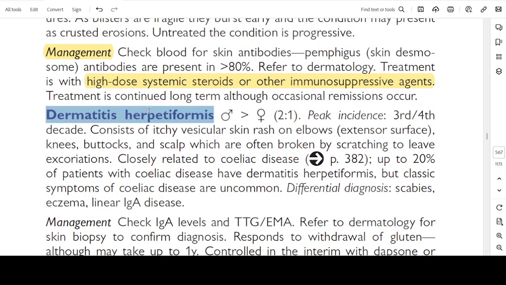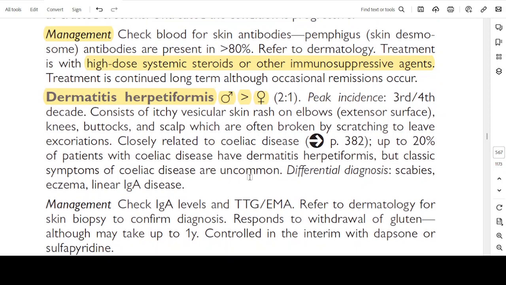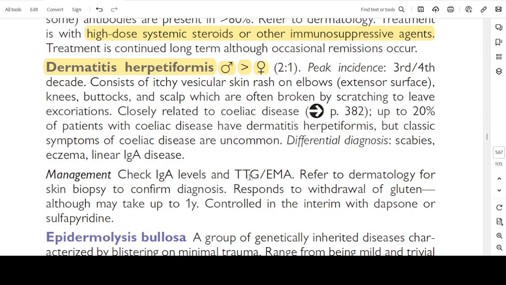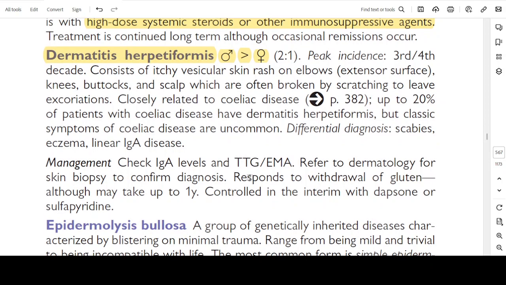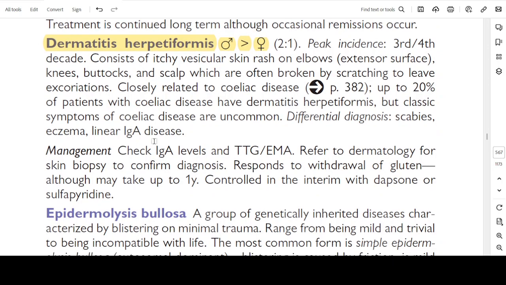Dermatitis herpetiformis. Males more than females, 2:1. Peak incidence in the third and fourth decade. It consists of an itchy vesicular rash on the extensor surface of the elbows, the knees, the buttocks, and the scalp, which are often broken by scratching to leave excoriations.